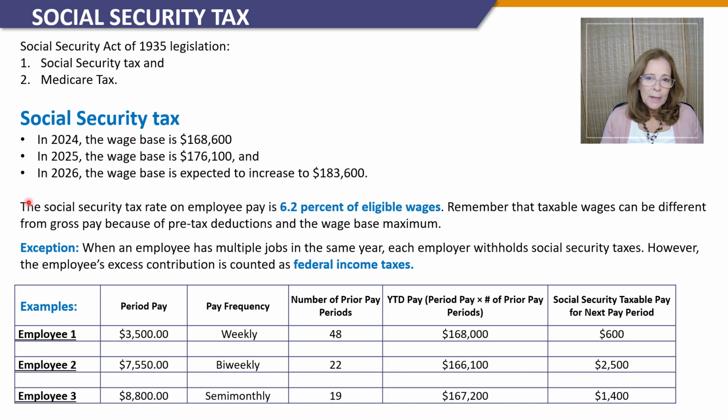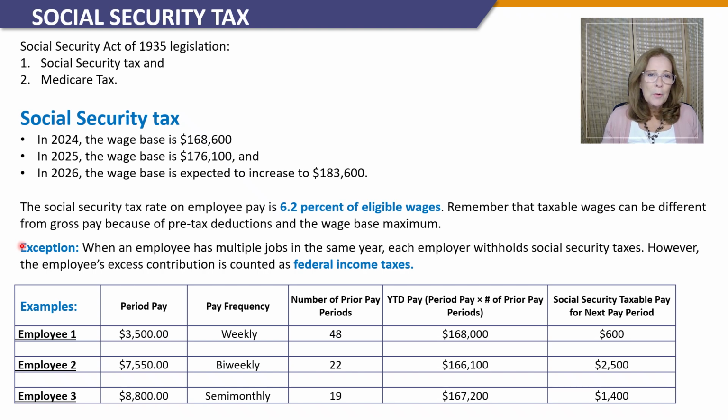Remember that taxable wages can be different from gross pay because of pre-tax deductions and the wage base maximum. There's an exception though. When an employee has multiple jobs in the same year, like for instance, from January to June, you work for company A and earn $90,000 during that time, and then you work for company B from July to December and make $120,000.